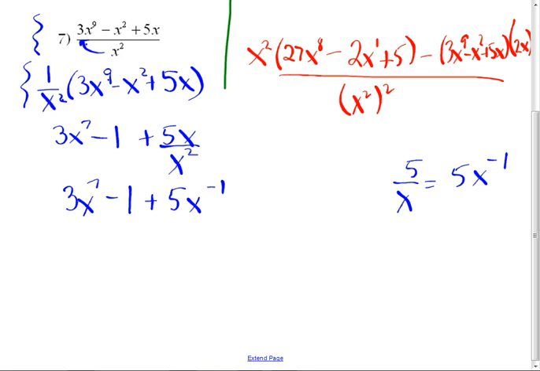Now, this is my function. This is f of x. I still haven't done the derivative, have I? But the derivative for this one's a lot easier than that one. What is it? 21x to the what? 6. What's the derivative of a minus 1? 0. Because it's the slope of a horizontal line.